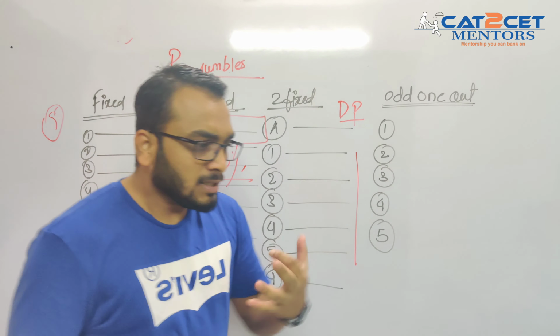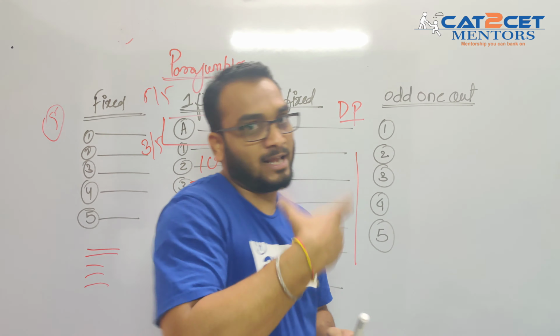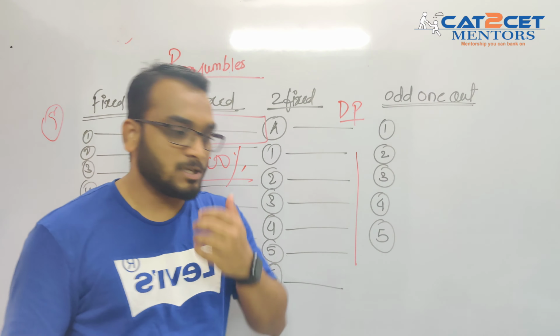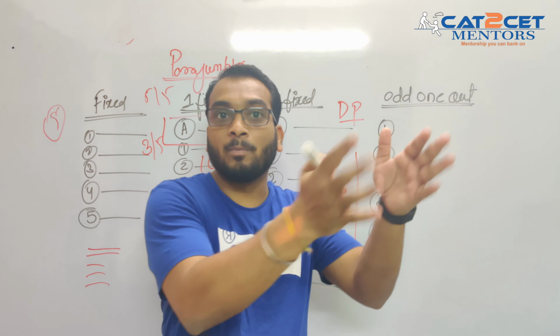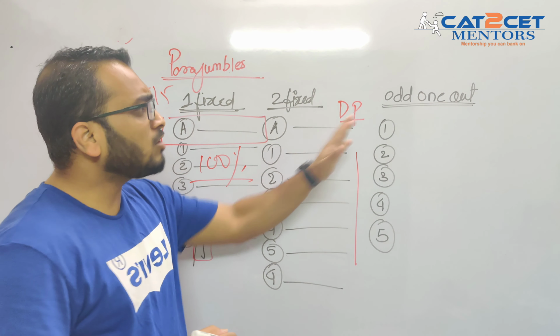Now there is something new as far as your Parajumble is concerned, but this cannot be called a Parajumble. It comes in the part of verbal ability, in the VA section. This one is odd one out.